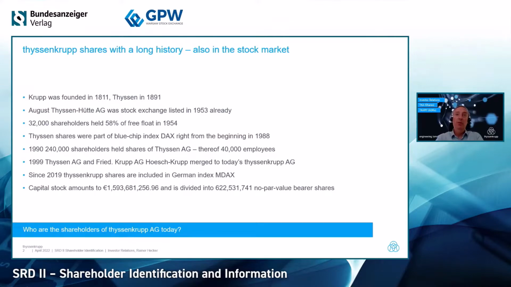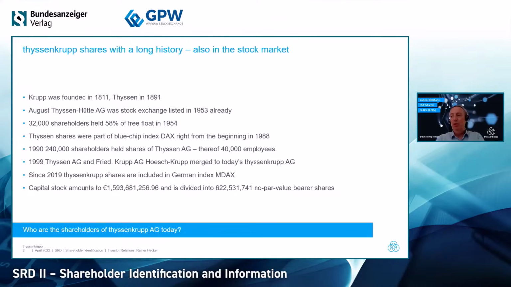When we look at the next chart, I can give you some information about ThyssenKrupp shares and the long history of the company. Tobias mentioned steel, but it's in fact more than steel. It's material distribution, submarines, automotive supply, and hydrogen business. So, a quite wide variety of activities. Krupp was founded more than 200 years ago, Thyssen in 1891. ThyssenKrupp is the product of mergers of several companies. August Thyssenhütte, one of the predecessor companies, was already listed in 1953, one of the first after World War II in Germany.